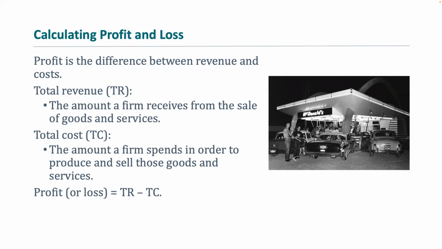Now, when we're calculating a profit or a loss, we just take total revenue minus total costs. We would earn a profit if our total revenue exceeds, or is greater than, our total costs. And we would be operating at a loss if our total costs were higher than our total revenue, meaning we made less than we spent.